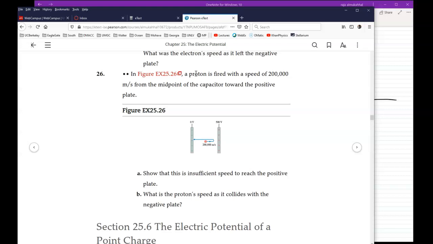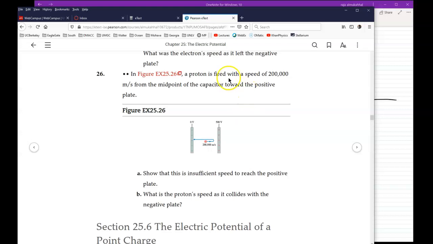Okay, he says a proton is fired with a speed of 200,000 meters per second. So here is a proton. It's fired to the right with a speed of 200,000. Of course, against this, we have here a positive plate, 500 volts. This is 0 volts. And of course, it's going against the field. So eventually it's going to stop and then rebound to the negative. You see what I'm saying? Make sure you run the film in your head. You see the motion of this proton.